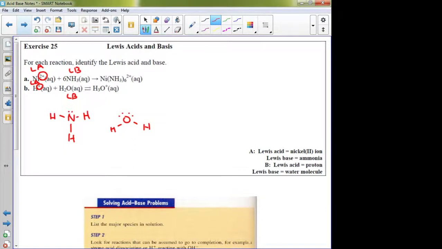Okay. So do we have conjugate Lewis acids and conjugate Lewis bases? You don't have to worry about that.